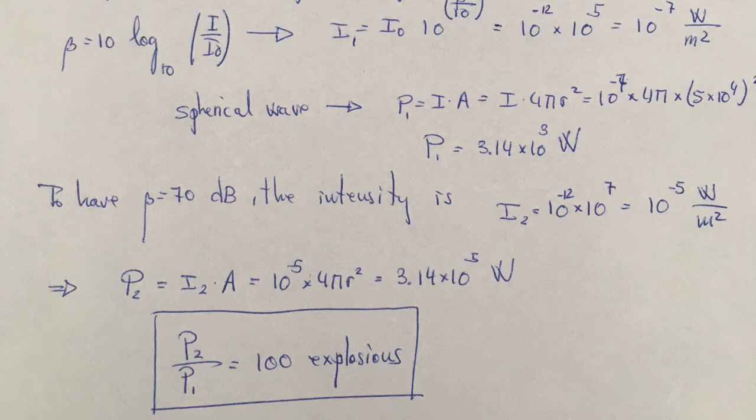is 10 to the power of negative 12 times 10 to the power of 7, which is 10 to the power of negative 5 watts per square meter. So the power P2 is I2 times A, which gives 3.14 times 10 to the 5 watts, which happens to be 100 times greater than P1. So I need 100 explosions simultaneously and at the same place to go from 50 dBs to 70 dBs.